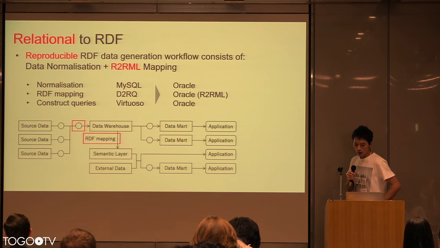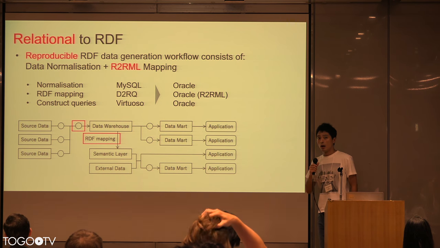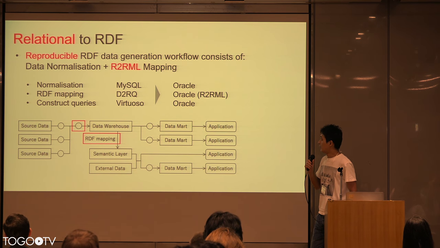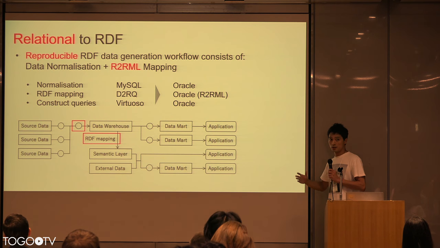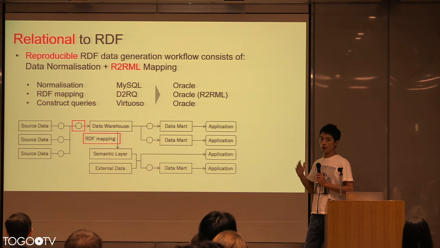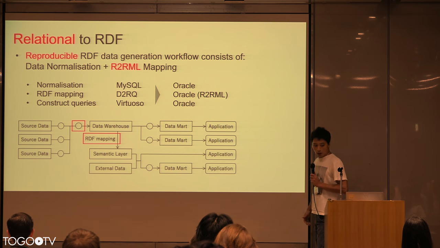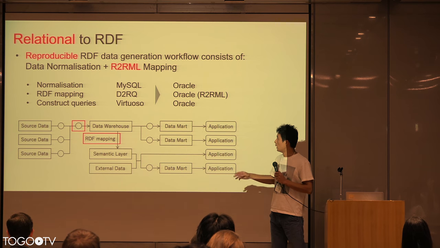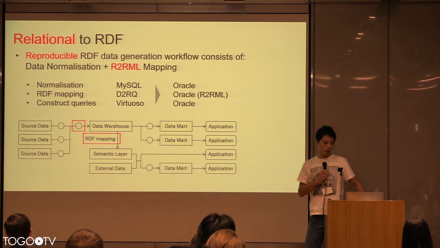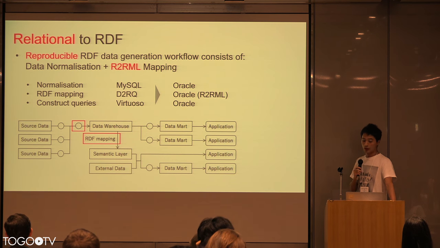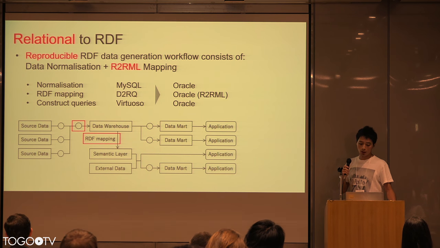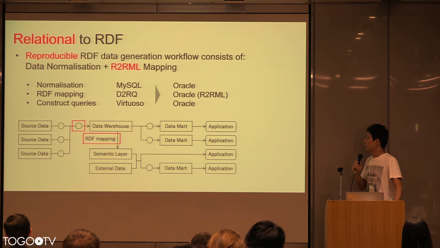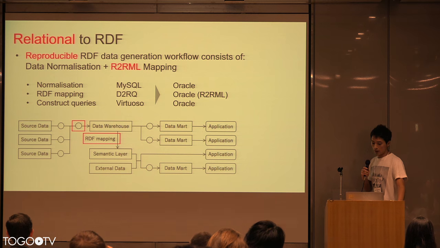So for this, when we have table data, the reproducible RDF data generation workflow can consist of data normalization and R2RML mapping or other RDF mapping. Initially, I was using MySQL, D2RQ, and Virtuoso for normalization, RDF mapping, and construct queries, respectively. But now I'm making the new workflow with Oracle database only. And Oracle database has an RDF SPARQL engine as well as an R2RML mapping engine.